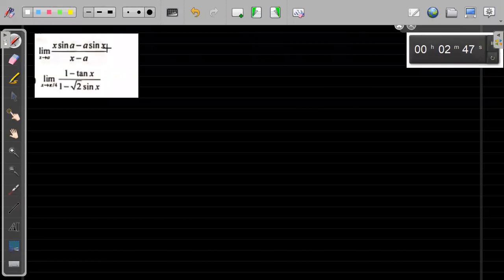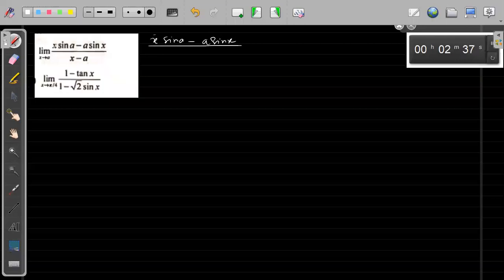Vishnu, sin x differentiation is cos x, na? So x will get cancelled. So this is x sin a minus a sin x. Differentiation of this whole part. First, this will get cancelled. So this is sin a minus a into differentiation of sin x, which is cos x. So sin a minus a cos x. Simple. Okay.